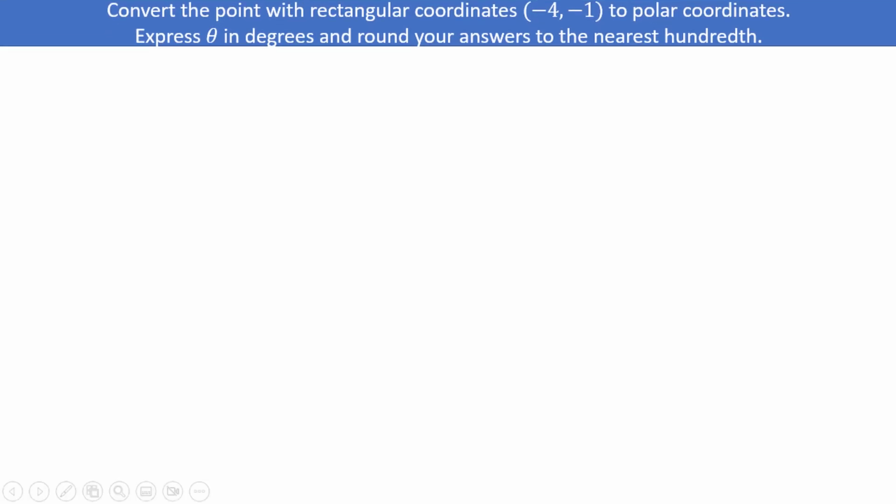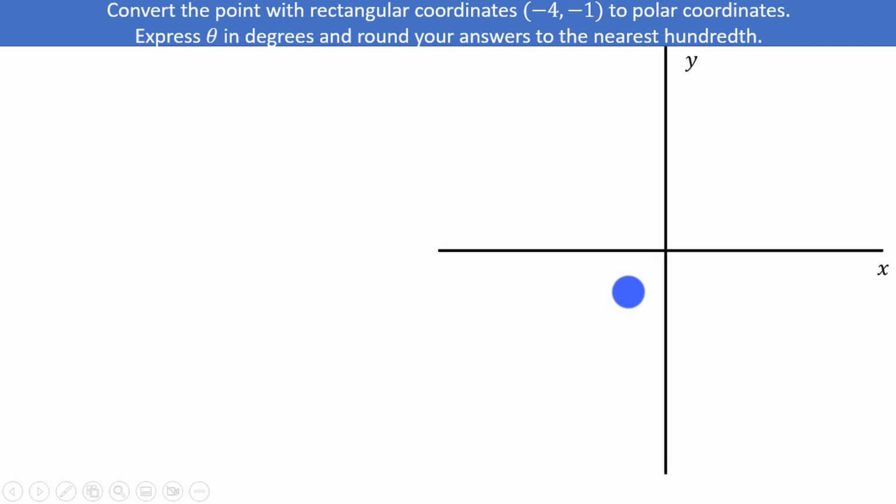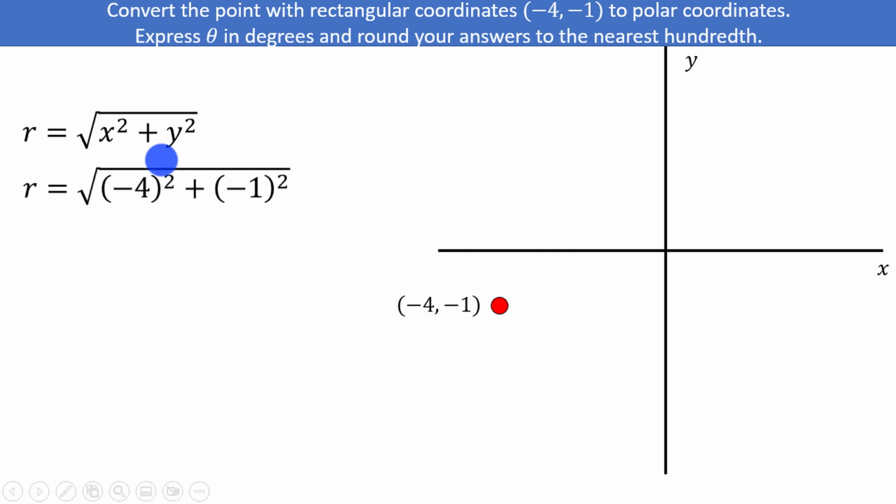Alright, let's try another problem. We are asked to convert the point with rectangular coordinates -4, -1 to polar coordinates. Express theta in degrees and round your answers to the nearest hundredth. So the point -4, -1 puts us somewhere in the third quadrant. If we want to solve for r, we can take the square root of x squared plus y squared. This will be the square root of -4 squared plus -1 squared.